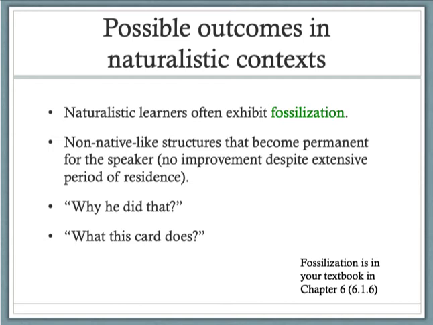Right, so here's two examples from somebody in my family that has been in the United States for over 30 years, and they make questions of the kind that you see here. Why he did that, what this card does. So this is a typical stage in English question formation in which the learner will front the WH word. So the question begins with a WH word, but does not manifest any of the other characteristics of an English question with the do support.